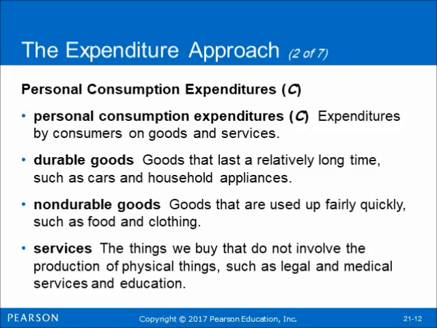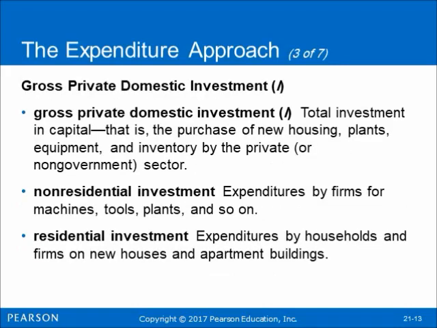In addition, there is spending on services. These are things we buy that do not involve the production of physical things, such as legal and medical services and education. The second type of expenditure is gross private domestic investment, or I.